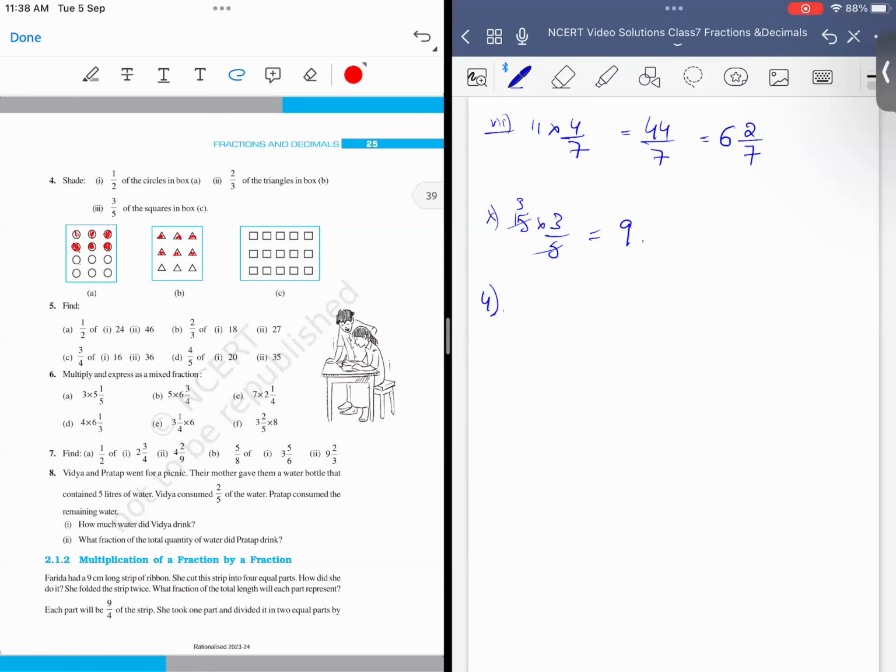Now the 3/5 of the squares. First of all, count it. How many squares are there in this box? Total of 15 we can see. Okay. So 3/5 means what? 9. Shade it 9. Shade the 9 square boxes.